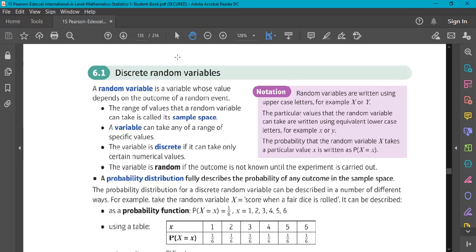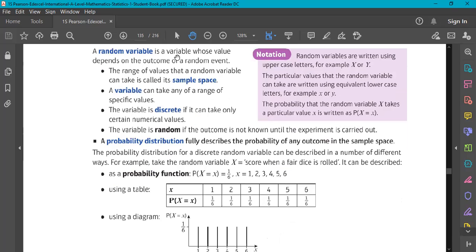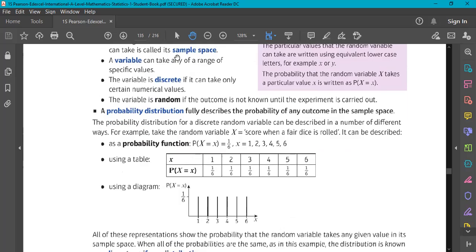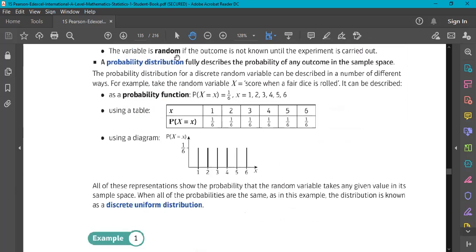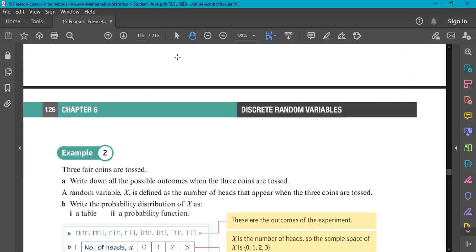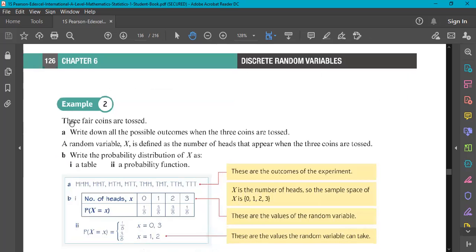And today we will learn about something called probability distribution table and probability distribution function. And we will talk with the examples I will give you. Let me just consider this example: 3 fair coins are tossed. Now, I'll take this example to the whiteboard.